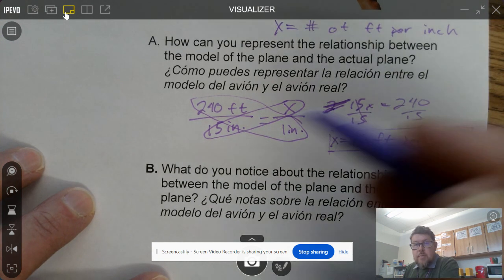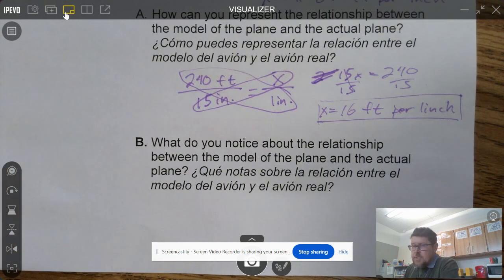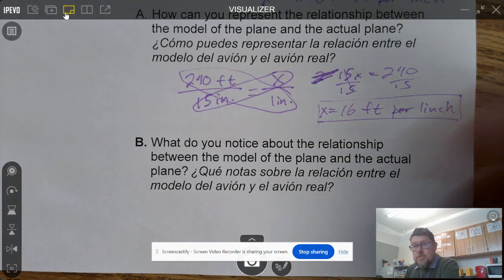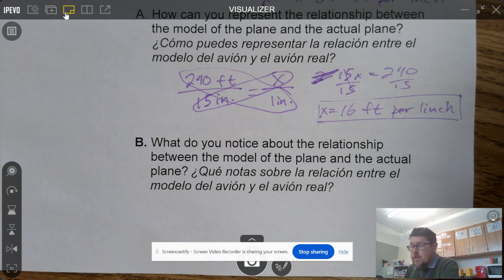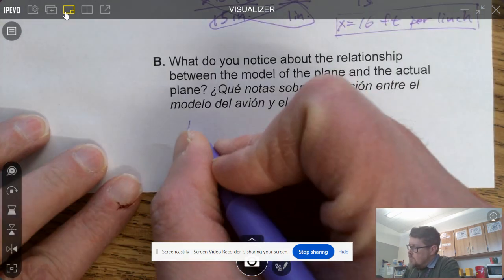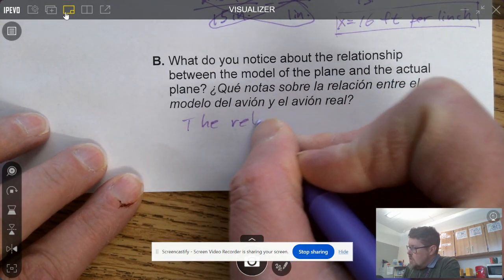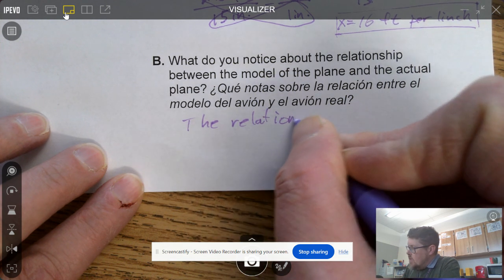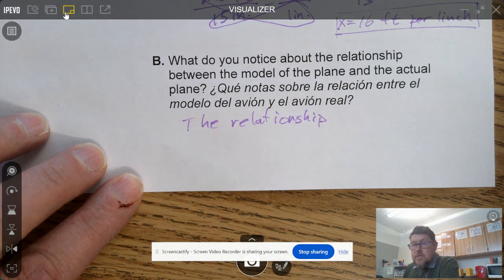And so what do you notice about the relationship? Well, 1 inch is 16 feet, 2 inches would be 32 feet, 3 inches would be 48 feet. So the relationship is proportional. And that'll come in handy later when we start putting these into linear equations.